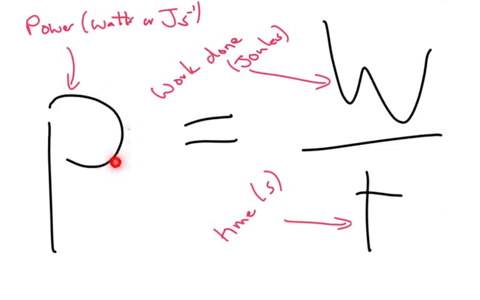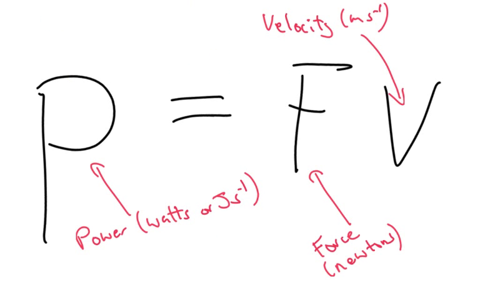Power, which is measured in watts or joules per second, is equal to the work done in joules divided by the time, which is in seconds. Power, which is measured in watts or joules per second, is equal to the force in newtons multiplied by velocity, which is meters per second.